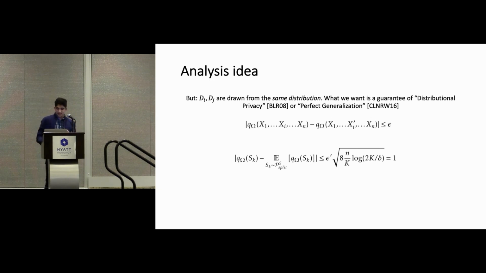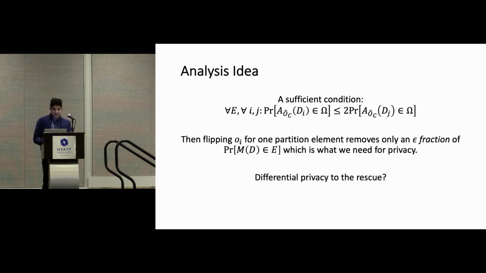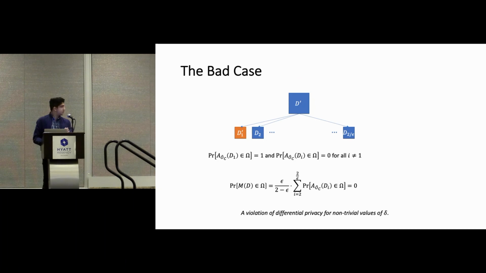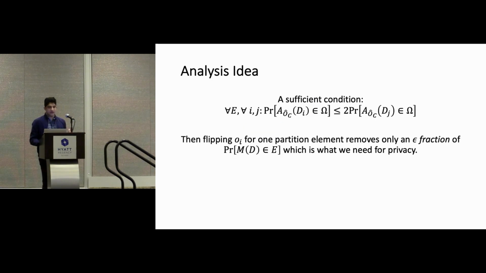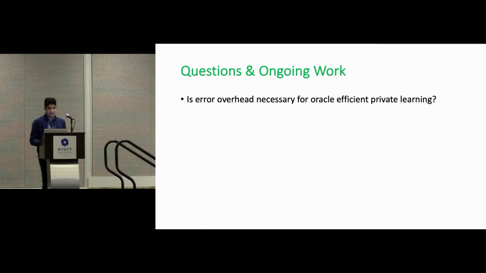So we're basically able to union bound over all the chunks and show that this negative case, where one partition fails, D1 prime, would only remove an epsilon fraction of the probability mass, because all of those other chunks have similar probabilities of being in omega. And so that's how we show that the whole thing is differentially private. If you want to understand that better, please read the paper, but we do think that is a unique privacy analysis that we hadn't seen before.